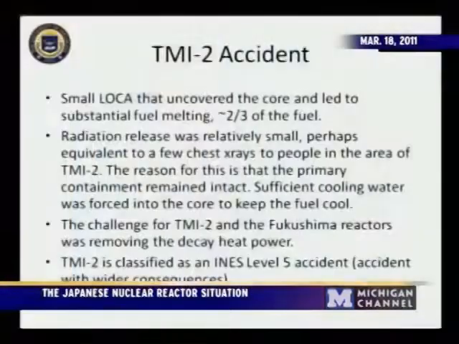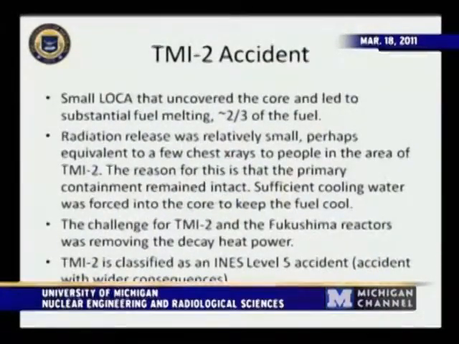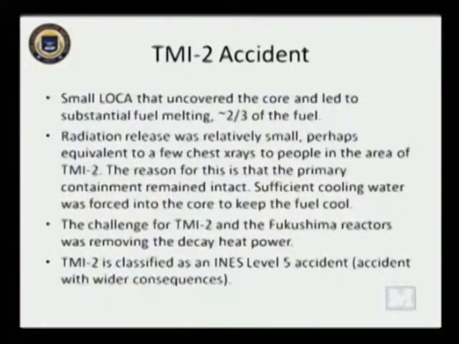So I'd like to just draw a comparison with 3 Mile Island and Chernobyl, just to get a sense for the magnitude of these accidents. So as Professor Lee said, 3 Mile Island, there was substantial fuel melting, maybe 2/3 of the fuel. It was a small LOCA, loss of coolant accident.